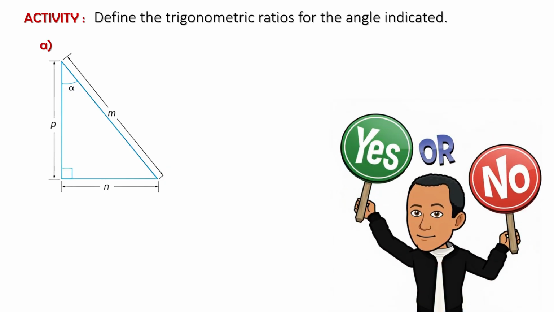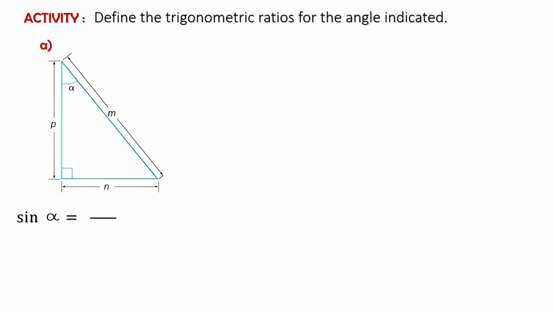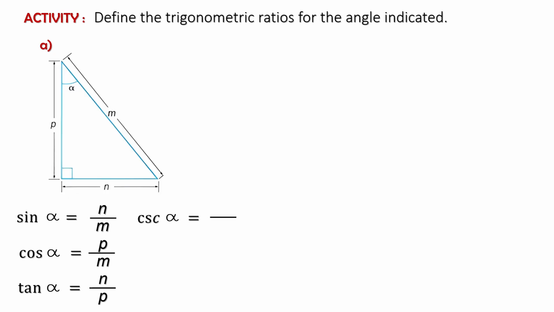Once this is done, we define the sine of alpha as the ratio between the length of n and the length of m, the cosine of alpha as the ratio between the length of p and the length of m, the tangent of alpha as the ratio between the length of n and the length of p, the cosecant of alpha as the ratio between the length of m and the length of n, the secant of alpha as the quotient between the length of m and the length of p, the cotangent of alpha as the quotient between the length of p and the length of n.